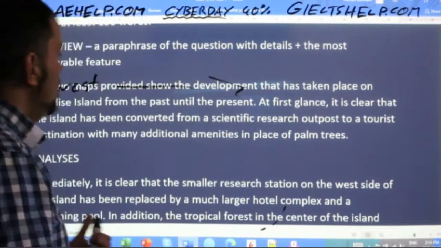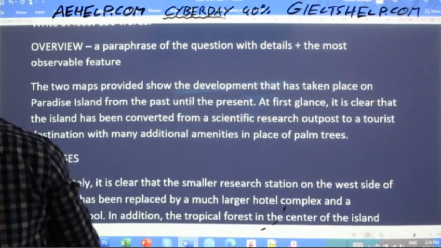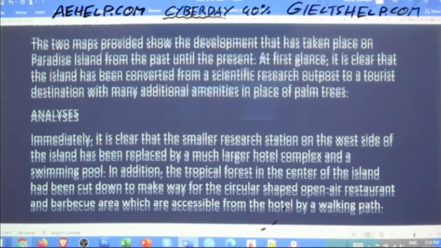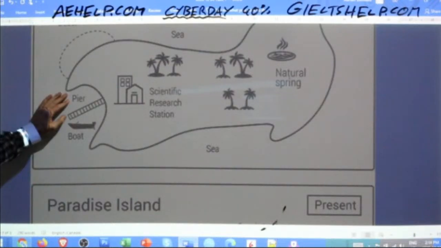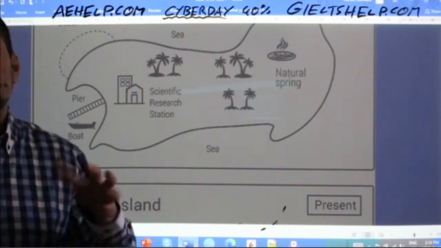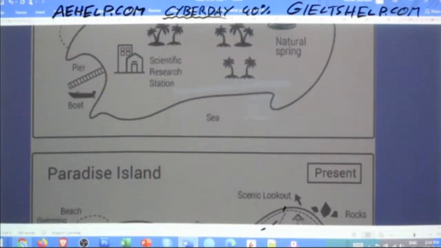Now, it's arguable. You could still get a band 9 if you start with the pier. It just might read a little bit more awkwardly in the beginning, saying that, firstly, tourists arrived to a much larger pier than scientists in the past. So you could start that way, but it's trickier, and you know what? I would say avoid it. It's not necessary to get into that difficult situation.